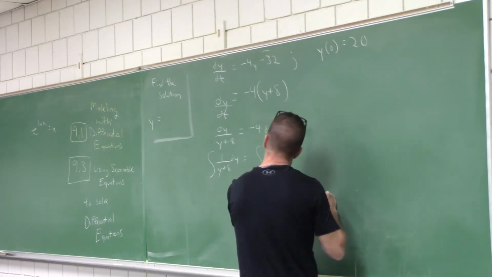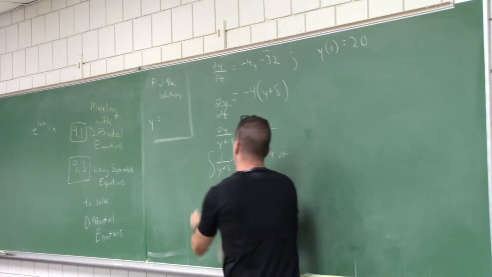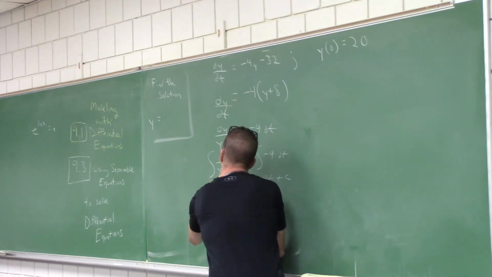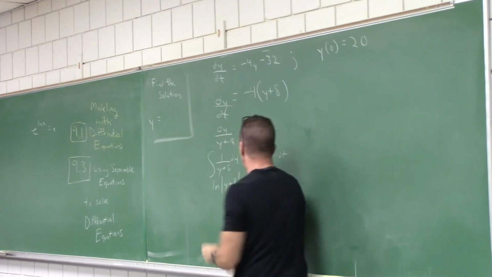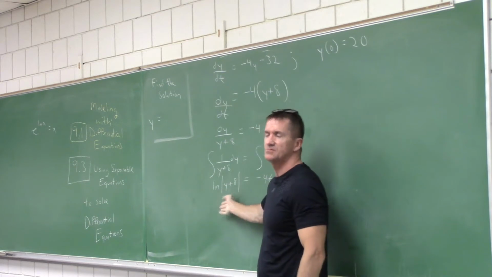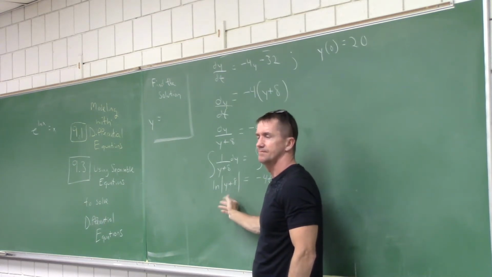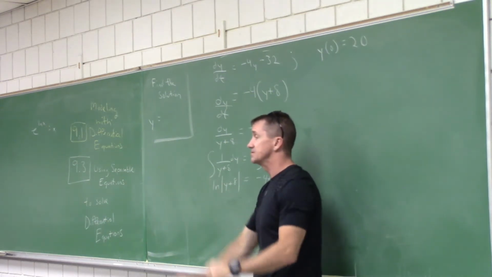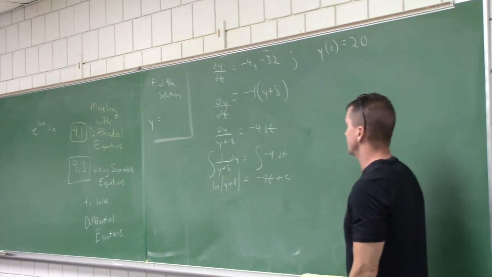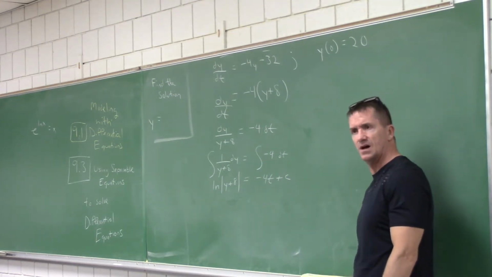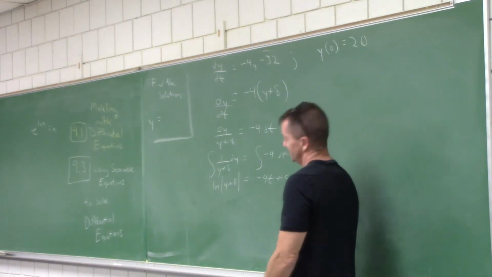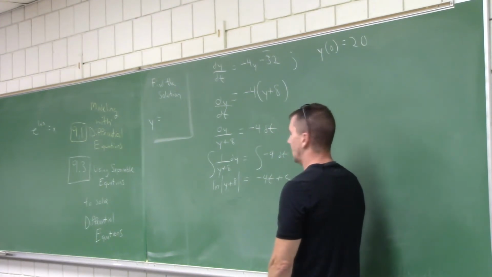All right. This is natural log of y plus 8 equals -4t plus C, and I didn't have to do a u sub. That's my point. But you could have. You'd get the same answer. It's totally fine. If I can avoid a u sub or integration by parts or something, I will. Now, I'm in that same dilemma.